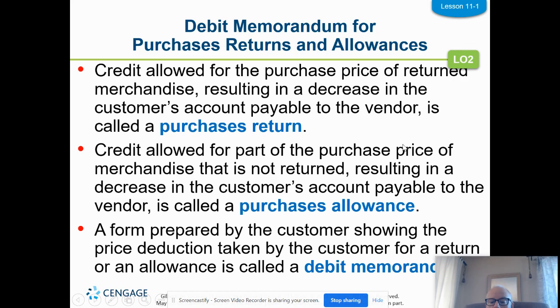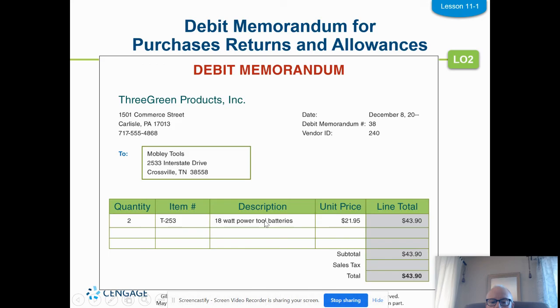And a form prepared by the customer showing the price deduction would be a debit memorandum. So we're debiting the vendor's account. And it's kind of confusing because we're doing a debit memorandum, but we're crediting our account. Terminology, right? We'll get into that. Okay. And also, we'll show this in a bit here. Purchases returns and allowances, which might be explained better on the next slide, is what we call a contra account. We talked a little bit about contra accounts, but we're going to get into that more in detail here.